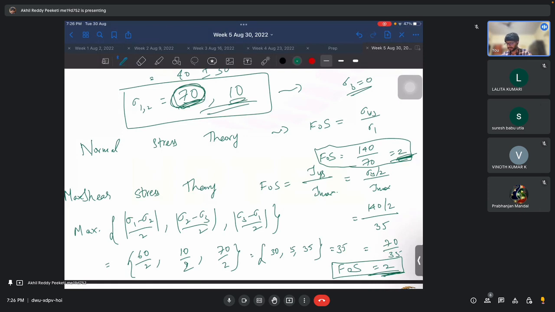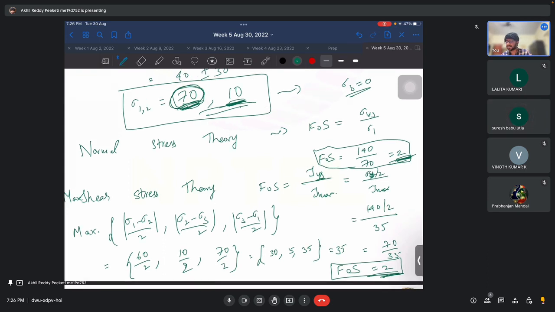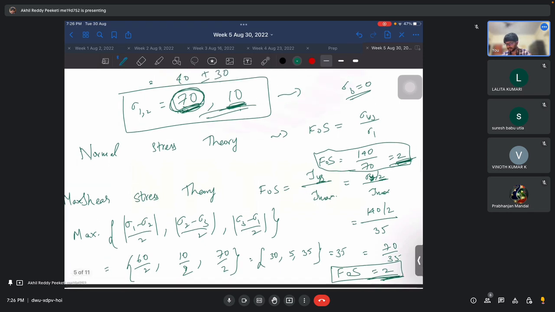Yes, Suresh, half of the sigma y, sigma y by 2, yes. So here we have that 2, right, by 2. Okay, yeah. So even if both are negative, in that case also the maximum shear stress would be the same as one of the maximum normal components. So in that case we would have both factors of safety the same.